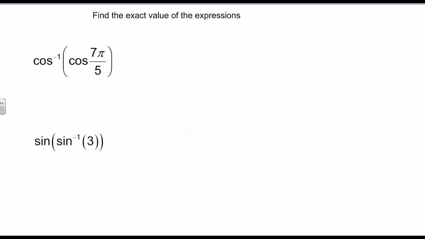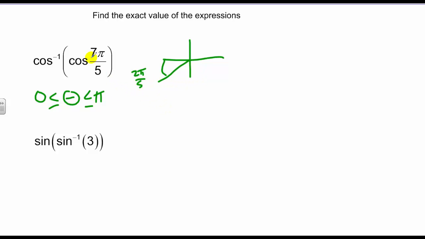Let's do it again. This time we'll use the cosine. 7 pi over 5. I have no idea where that is, but I know my cosine answer has to be between 0 and pi. And if I was to find 7 pi over 5, that's not going to be between 0 and pi. It's somewhere down here. And this angle relative to the horizontal is 2 pi over 5.